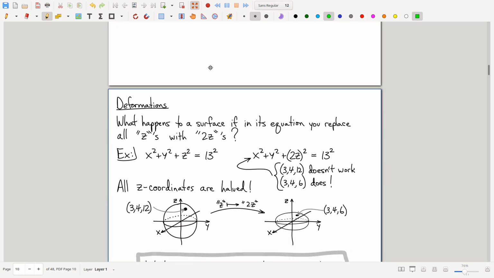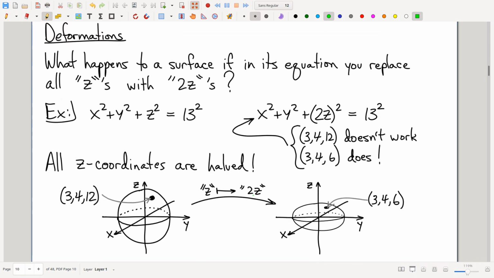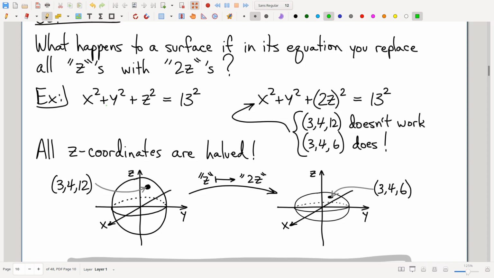Okay, moving along. Deformations. So we're going to find that sometimes we need to understand a surface whose equation is not something we've studied before, but whose equation is really similar to something we've already studied before. And so the idea is to figure out how to use our knowledge of, for example, this equation.